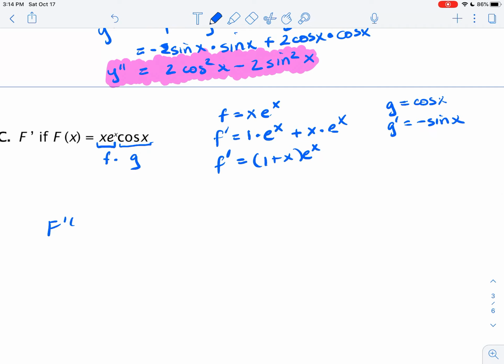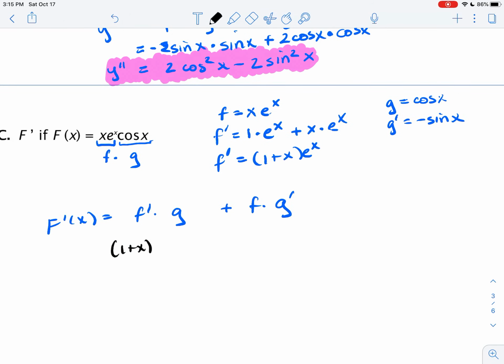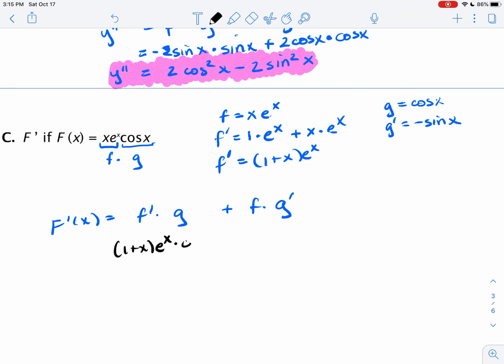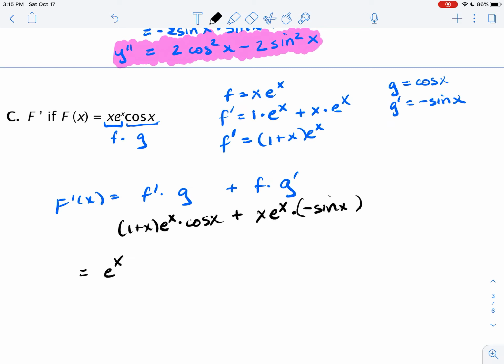So now my f prime is going to be the derivative of the first times the second, plus the first times the derivative of the second. And what's my first? The derivative of the first is 1 plus x times e to the x. The second is cosine x, plus the first is x e to the x, and the derivative of the second is minus sine x. And now we might want to clean things up, and I see that there is a common factor still of e to the x, so I can factor that out, and I'm going to get 1 plus x cosine x, and then I'll have minus x sine x, and you can leave it like that.